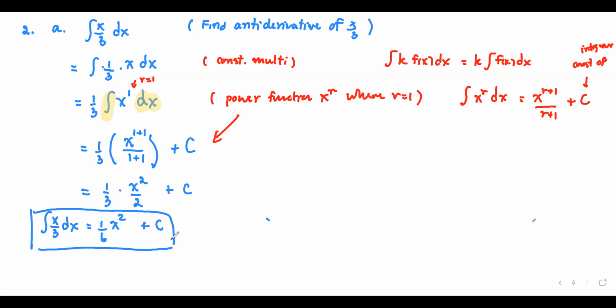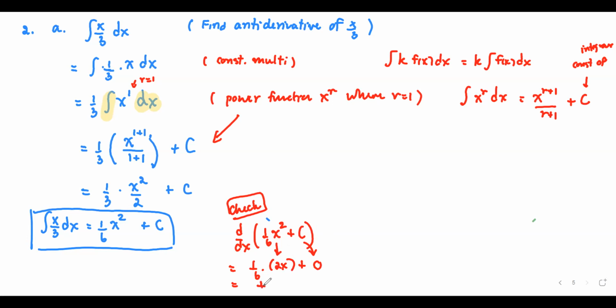And how do you know that the answer is correct? We're gonna check or verify the answer by finding the derivative of 1 over 6 x to the second plus c. What do you get? 1 over 6 times 2x plus 0, because the derivative of c is 0. And simplifying 2 and 6, we get 1 over 3 times x. And that returns x over 3, which is the integrand for this problem. And now you are done. That means your answer is correct.